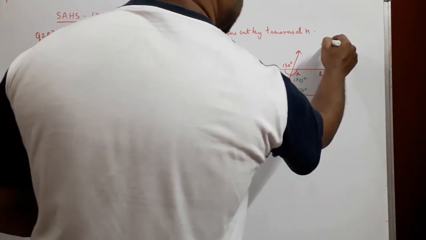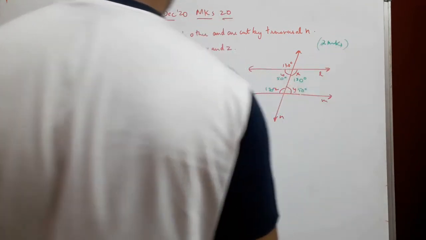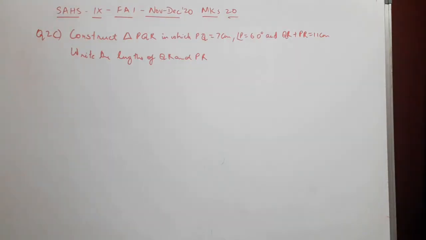2 marks for this. Okay, so this is finished solving this. Question 2c is construct a triangle PQR in which PQ equal to 7 centimeters, angle P equal to 60 degrees and QR plus PR equal to 11 centimeters. Write the lengths of QR and PR.